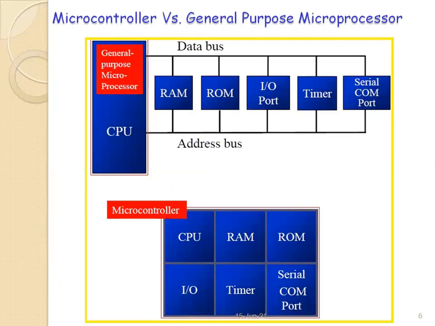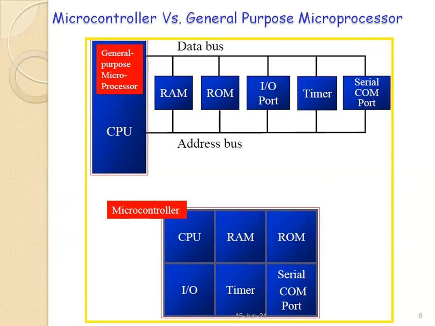So what is the difference between the microprocessor and the microcontroller? The first thing is that the microprocessor is a general purpose microprocessor. It is termed a general purpose microprocessor because its function is very general. And it is only the central processing unit without the other peripherals like the RAM, ROM, input-output port, the timer, and the serial COM port. They are not functional. So to make it functional, we have to connect the other peripherals like RAM, ROM, IO port, timer, and serial COM port.